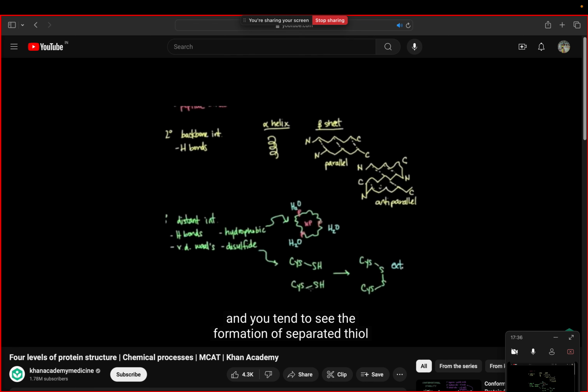And you tend to see the formation of separated thiol groups on the interior of a cell, because the interior of the cell has antioxidants, which generate a reducing environment. Since the exterior of a cell lacks these antioxidants, you get an oxidizing environment. So if I were to ask you which environment favors the formation of disulfide bridges, you would say the extracellular space does.